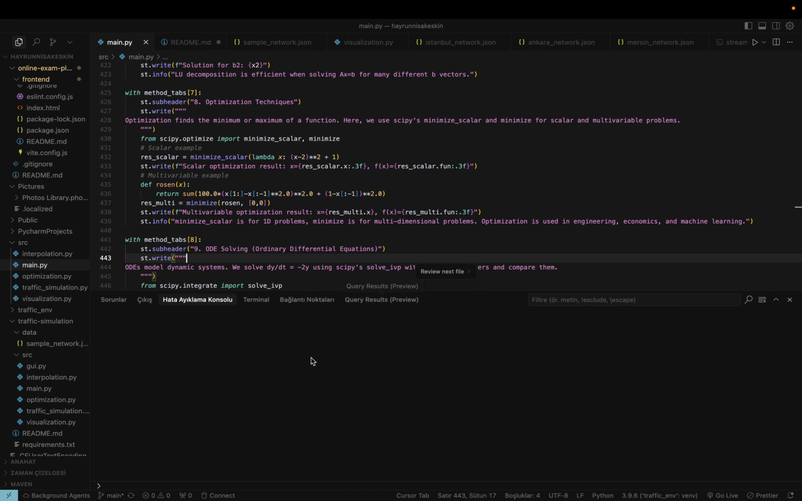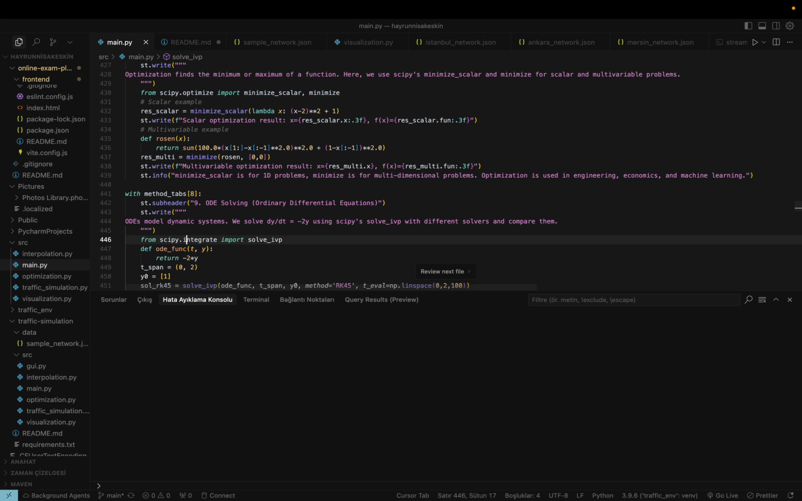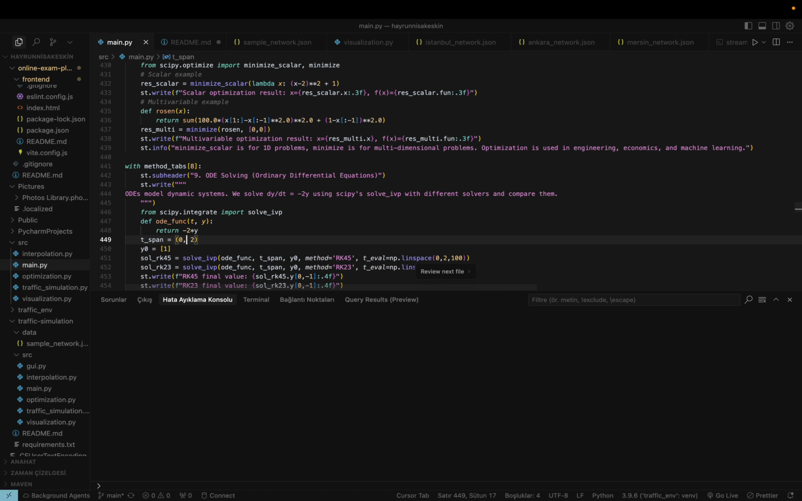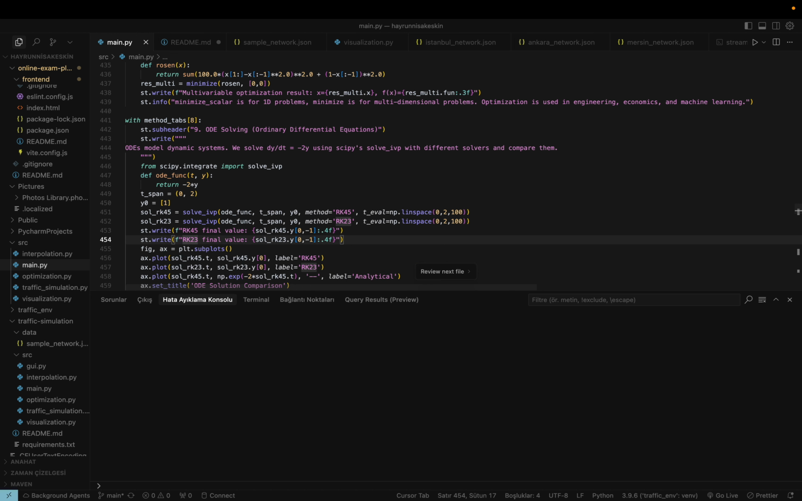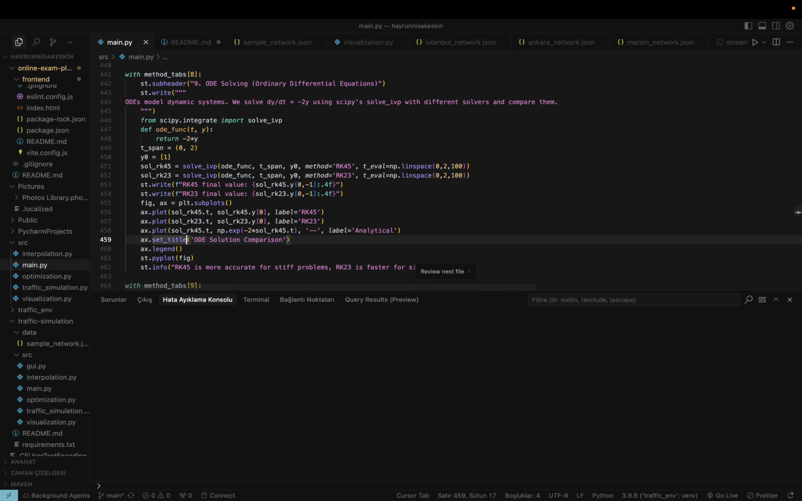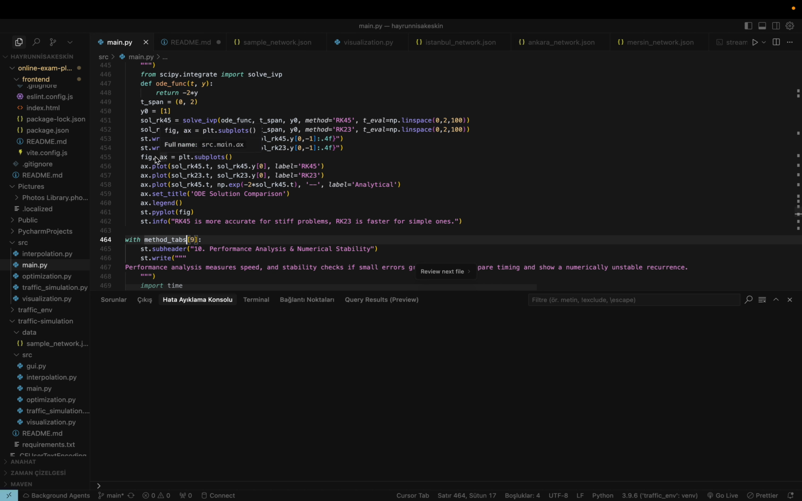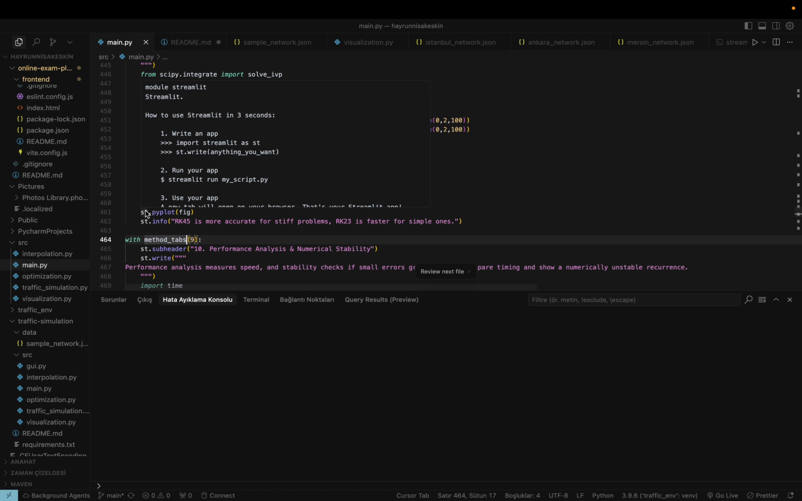RK45. ODEs model dynamic systems, which we solve with these formulas, and from scipy.integrate import solve_ivp, an ODE function, and RK, 45 and 23, label. Now Streamlit, st, and the app.